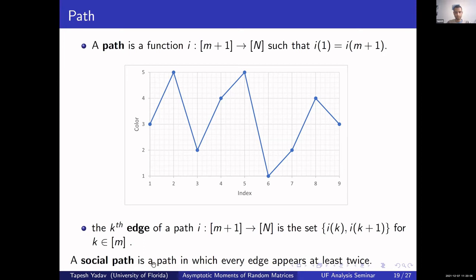A social path is a path in which every edge appears at least twice. Okay, is this social? This clearly is not a social path, because the fourth edge, which starts at 4, doesn't appear again anywhere. And by appear again, I mean there is no other edge which has the same endpoints. So this is not a social path. Let's look at what a social path might be. It's coming in the next slide.